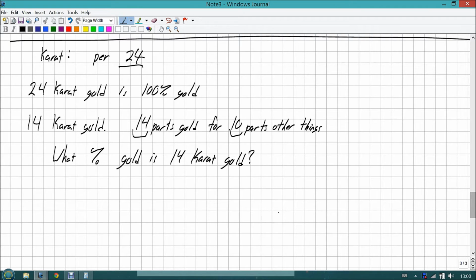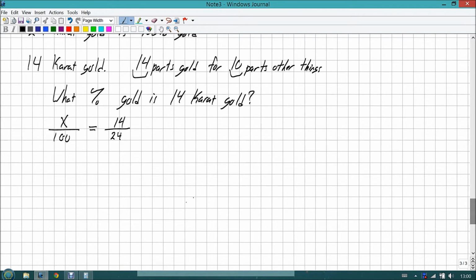Well, once again, we're going to do that nice little ratio. We have percent over 100 equal to the number of parts we have, or the "is," which is 14, over "of," which is 24. Once again, I really like reducing before I start trying to multiply. So I'm going to keep that x over 100 because there's not much I can do there. The 14 and the 24 are both even, so I divide them both by 2, and I get 7 over 12. I can't reduce any further, so I'm going to cross multiply.